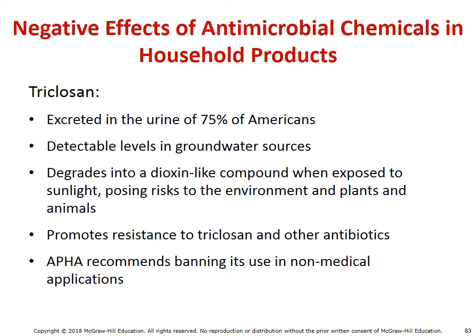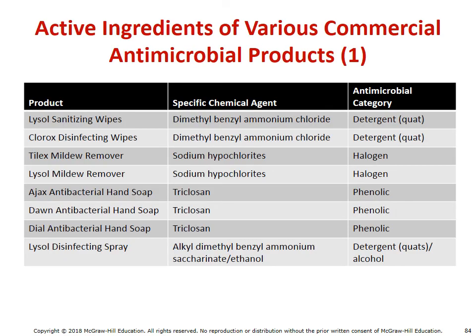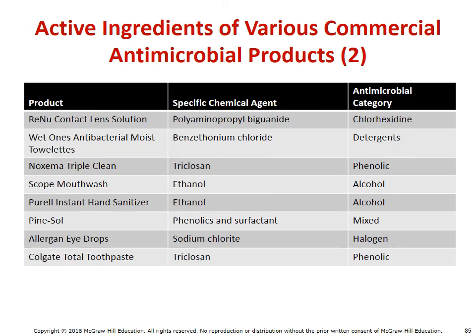And so we're actually really trying to push away from triclosan because it's promoting resistance. But unfortunately, triclosan is used in lots of different places. So triclosan is used in things like Ajax and Dawn and Dial soaps. And so the idea here is we kind of need to get away from those things because those things are causing bigger problems than they're actually solving. Again, here's some more examples. Triclosan also found in Noxzema, Colgate toothpaste. Again, triclosan is commonly used, but is becoming a big complication for us.